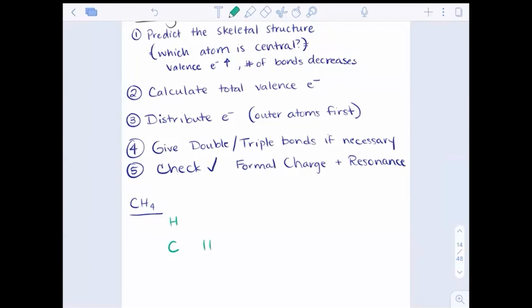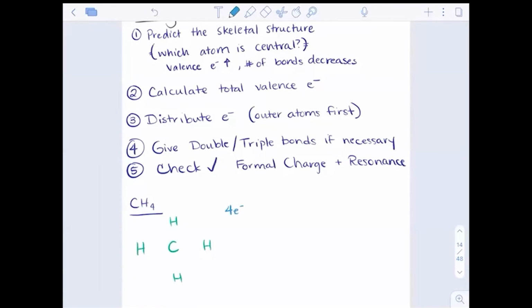Hydrogens then would go all around the outside. Now again, Lewis simplification: just put them somewhere. We're really just getting connections here. That's step number 1. Step number 2, count up the valence.